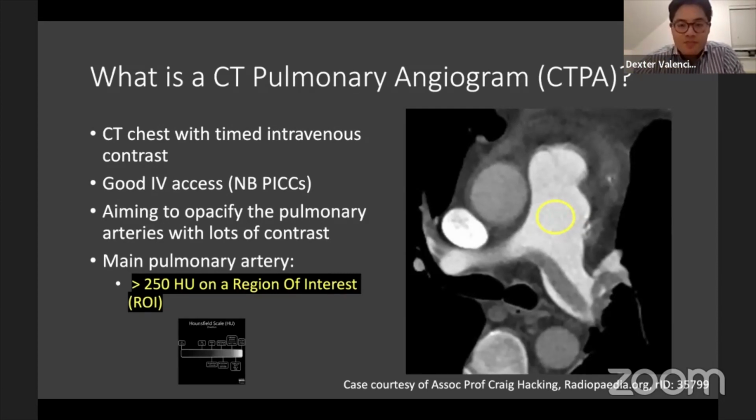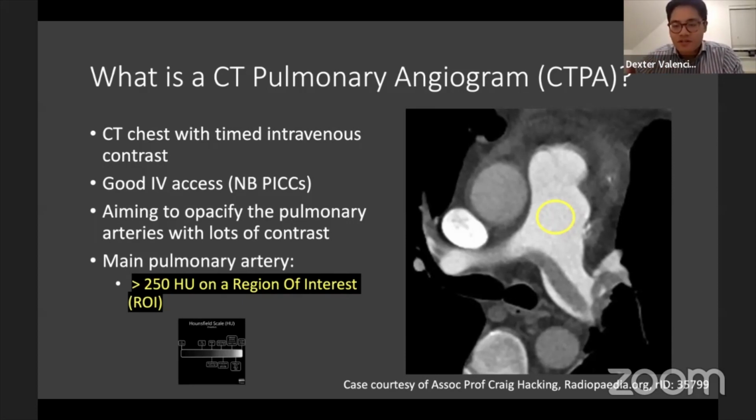So how do we actually spot a PE? Well, we have to do a CTPA, or CT pulmonary angiogram. All that means is that you give the patient intravenous contrast medium and you get lots of it within the pulmonary arteries, giving yourself the best chance to have a look at where the PEs are. And you need good IV access, so a lot of places will ask you to have a good large bore cannula, usually at least a pink cannula, so that we can achieve that.